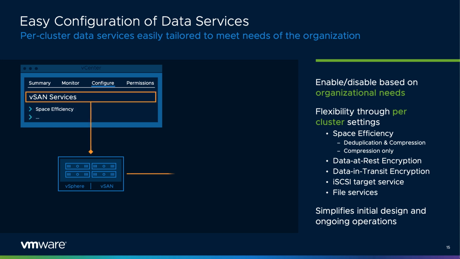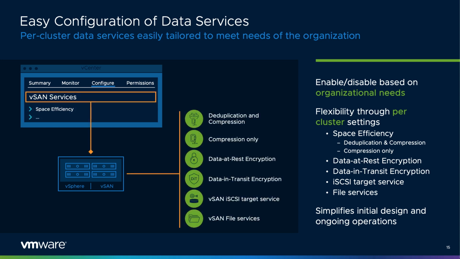vSAN offers a number of data services. These are features or capabilities that can be enabled or disabled on a per-cluster basis. Since vSAN provides storage as a resource for the cluster, this can make it easy to tailor cluster configurations to meet the precise requirements of your organization. When these data services are enabled or disabled, vSAN takes care of the entire process required to achieve that new setting. This makes prescriptive configuration settings quite easy.